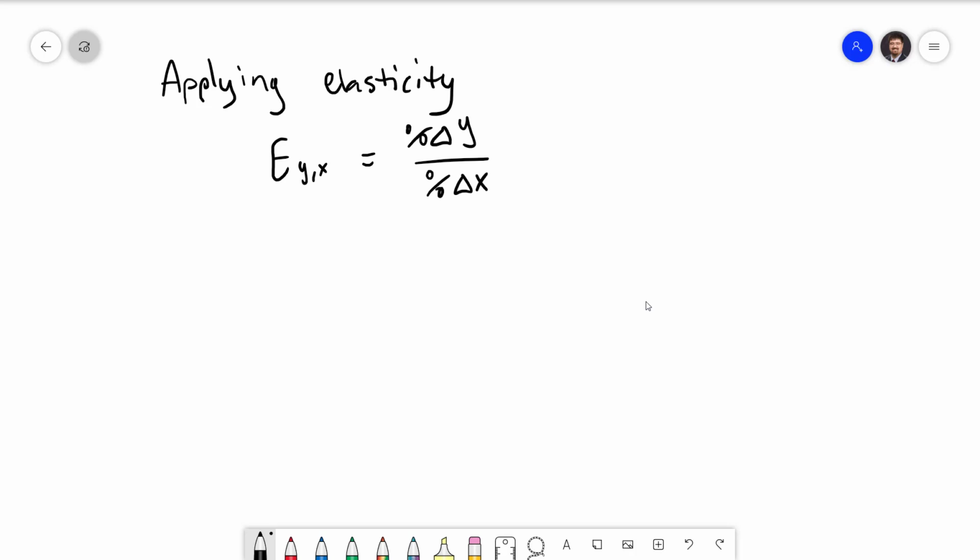In this video, we will talk about how to apply our knowledge of elasticity to a few different situations. First thing we'll do is do a few calculations involving elasticity. Once we know a particular elasticity, we can use it to help us make business decisions. The basic elasticity equation has three parts: the elasticity on the left, and then the percent change in the other variables. This means that if we know two of these three things, we can always solve for the remaining one.